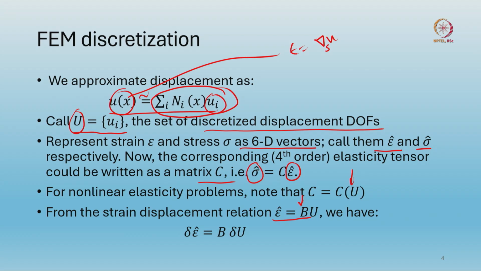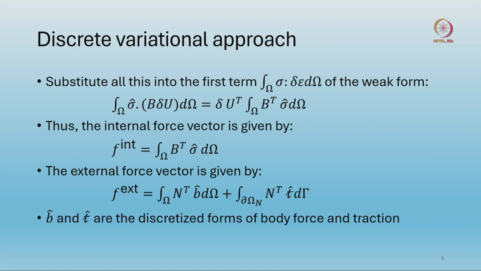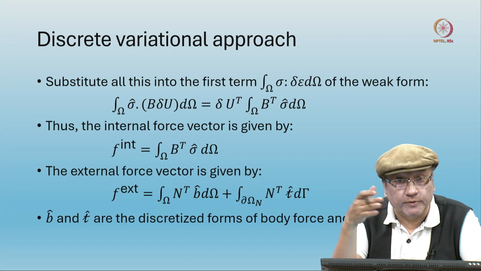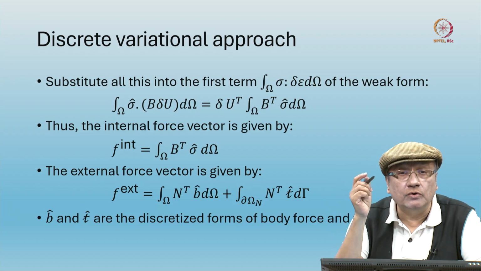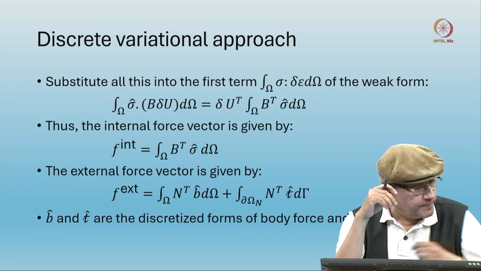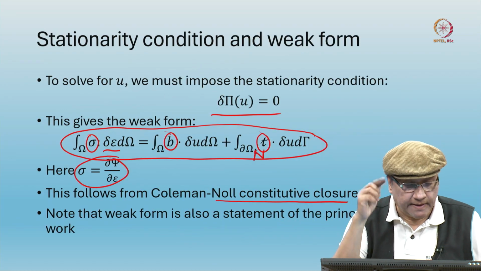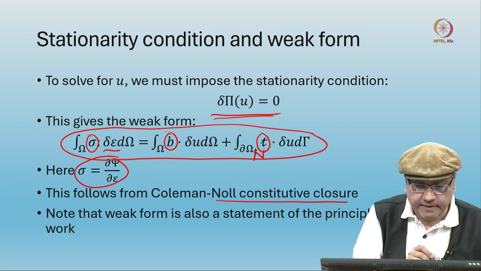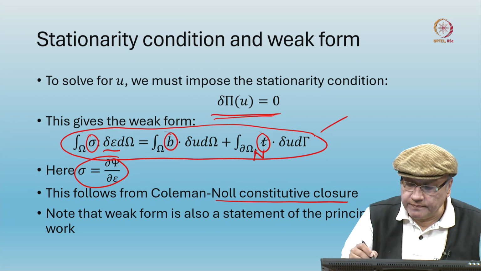going further, from this relationship we take a virtual variation, and we write delta epsilon hat is equal to B times delta U. Remember that B does not get affected by this variation because B is not a function of U. Okay, so now let us continue talking about the discrete variational approach. You remember the expression for delta pi, correct? This delta pi equal to 0.